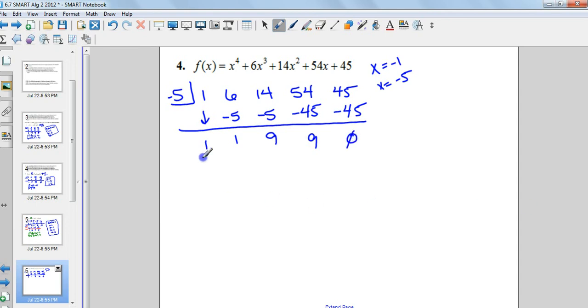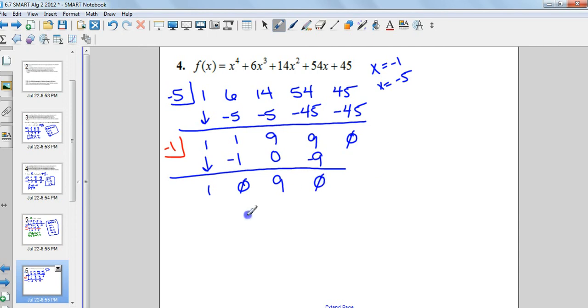Now as you can tell, we're not broken down to a quadratic yet. We need to break it down one more time, and that's why I jotted down the other x-intercept that I'm going to have to use here. So I'm going to have to do synthetic division one more time on the remaining polynomial with the -1. So you bring down the 1. 1 times -1 is -1. Add them together, you get a 0. 0 times -1 is 0. Add them together, you get a 9. 9 times -1 is -9, and you get a remainder of 0.